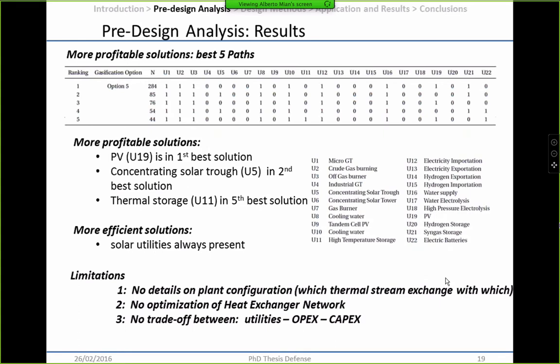What are the limitations of this first pre-analysis approach? There is no detailed plant configuration. So in the structure I showed you in the previous slide, there is no detailed exchange of heat, no configuration of the heat exchangers, and no optimization on that. So there is no trade-off between the utilities we have selected, the operating cost, and the capital expense. You can have an estimation, but I will investigate this aspect later on. For this reason, there is a need to go into more detail.